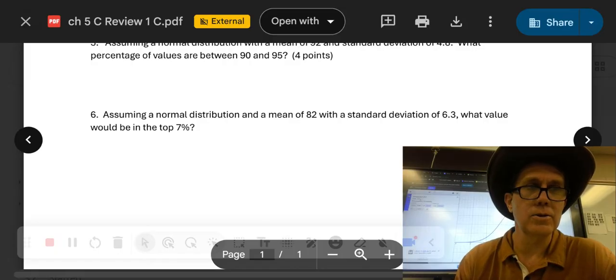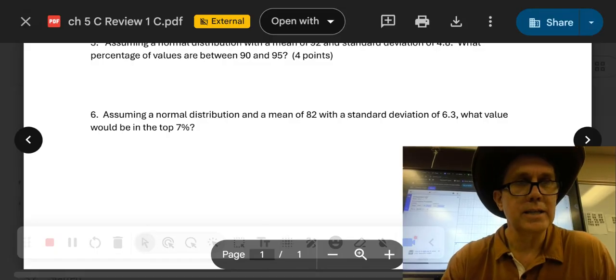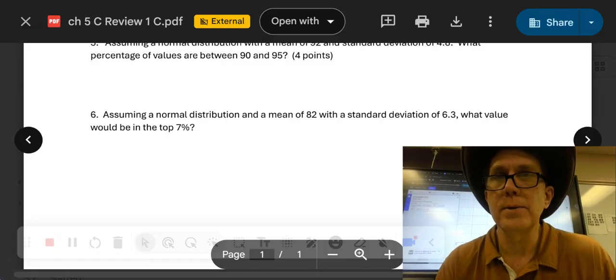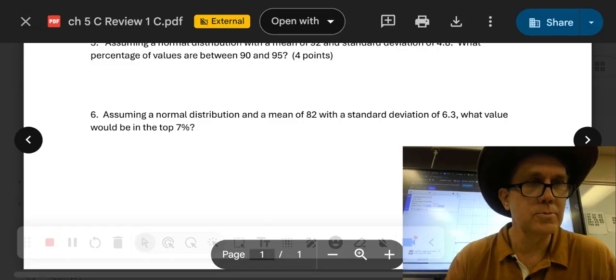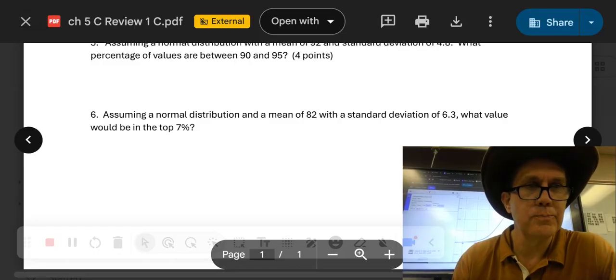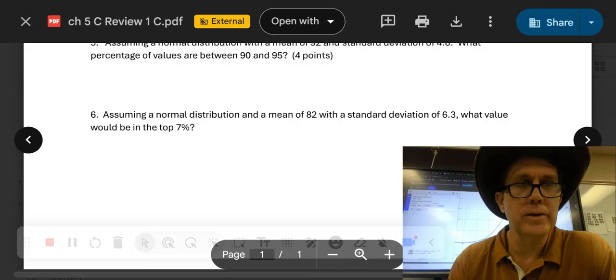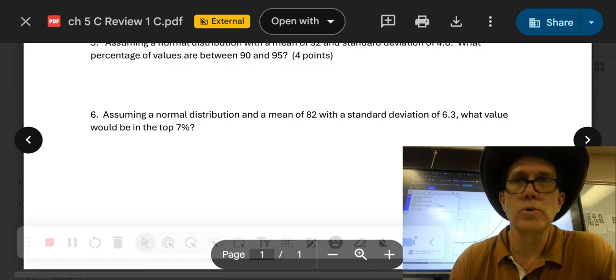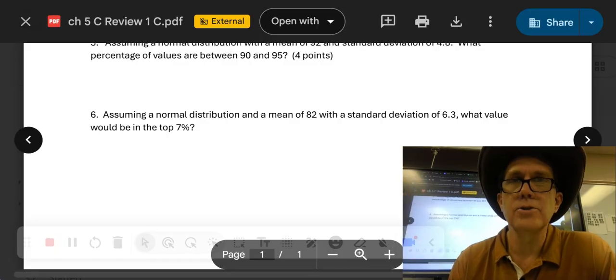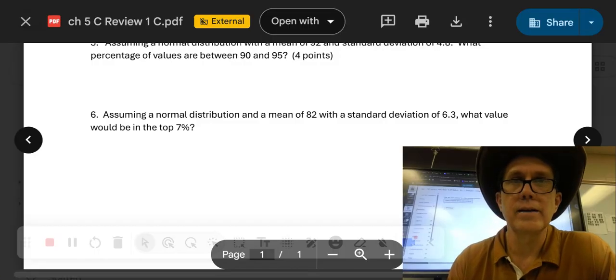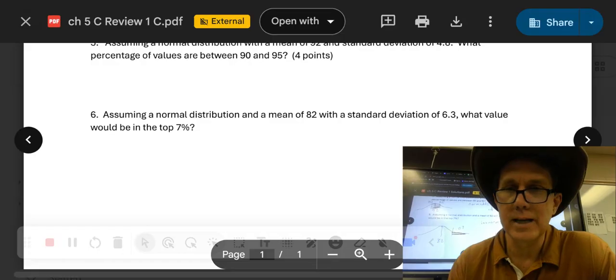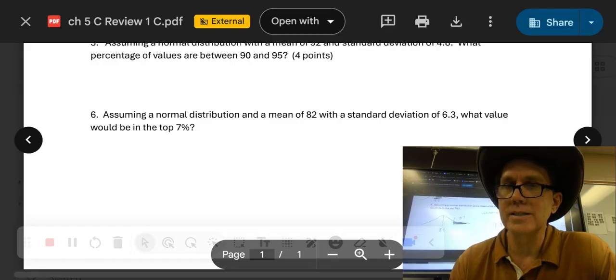So we'll click in here with the mean and standard deviation. We'll type in the 82 and we'll type in the 6.3. And we'll click the zoom, and it gives us the answer. Our answer should be 91.3. It gives it right in there. You can click in it, get more decimals if you want. And that should be the answer that I have on the answer key. 91.3 is the top 7%.